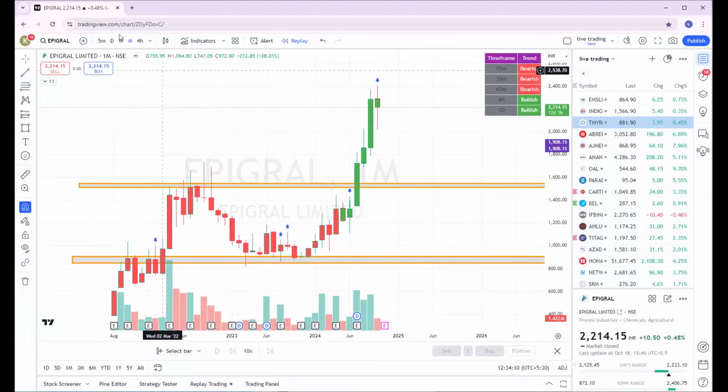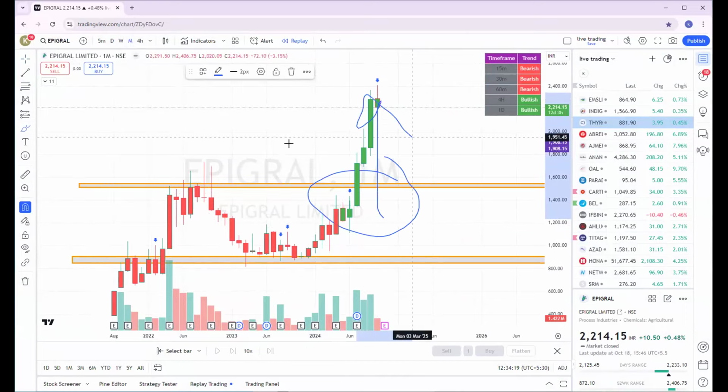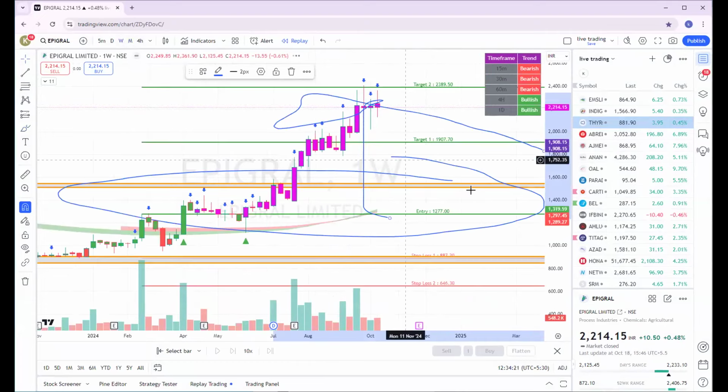Epigral, so strong supply as per the monthly. This is a very strong supply zone. So once you can see what happens, how the chart behaves. Once this crosses this, you can see how it shot up. So all these patterns, you need to know what is happening, what is the chart structure.